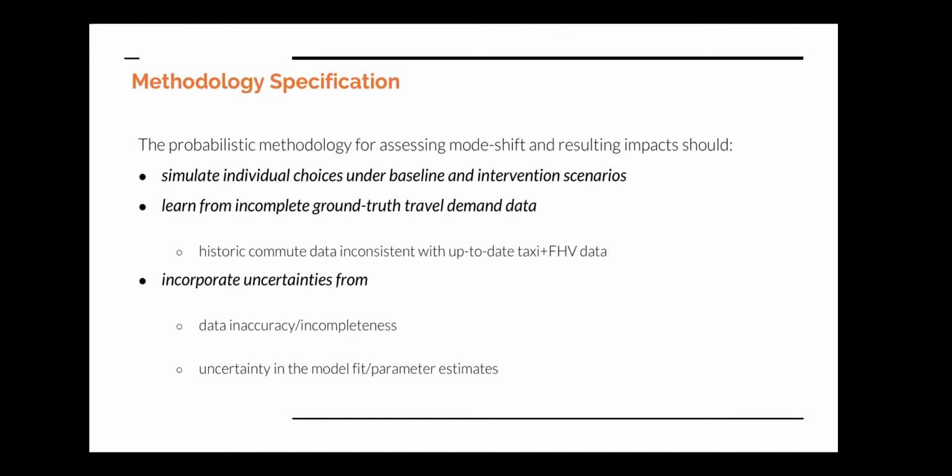So in that sense, understanding the uncertainties and statistical significance of the impacts might be even more important than understanding the average value of those impacts themselves. So the modeling framework needs to be probabilistic. It needs to be capable of incorporating all kinds of uncertainties that are present.